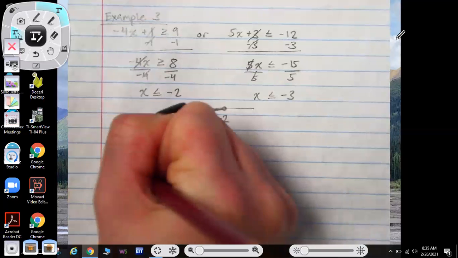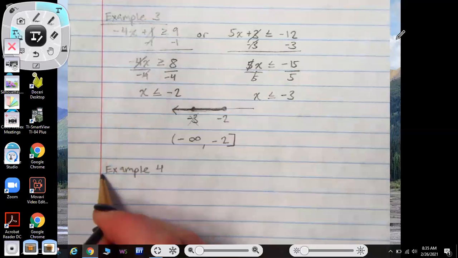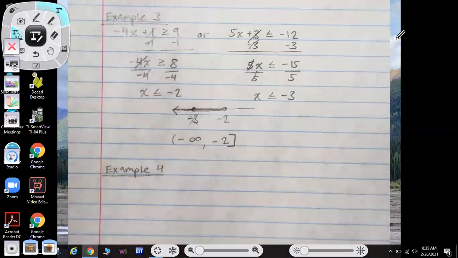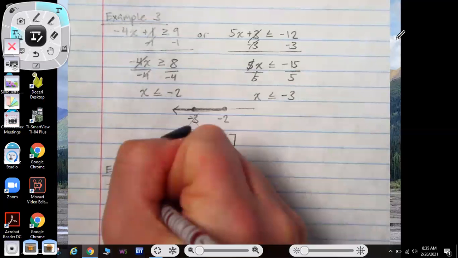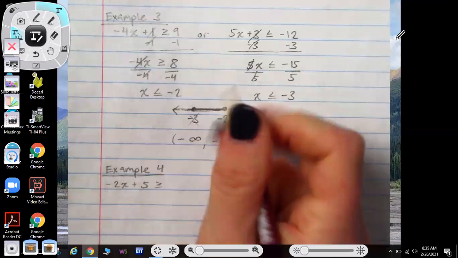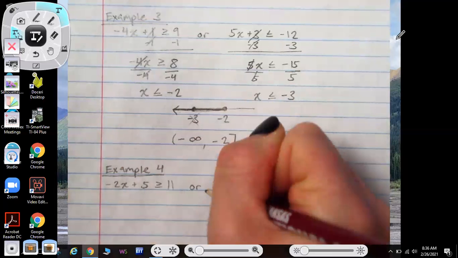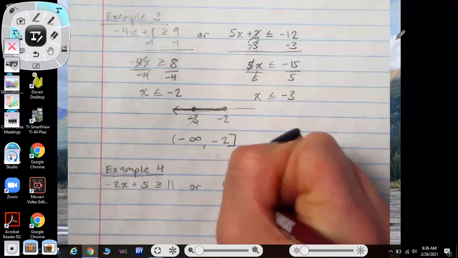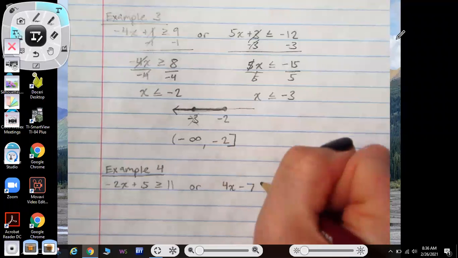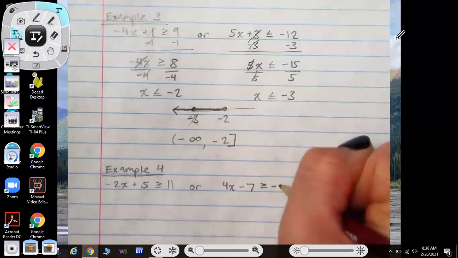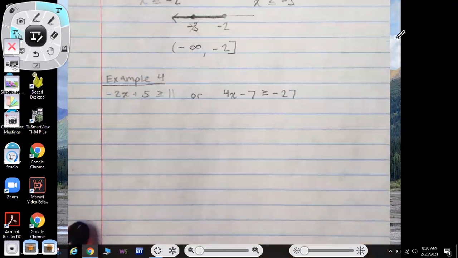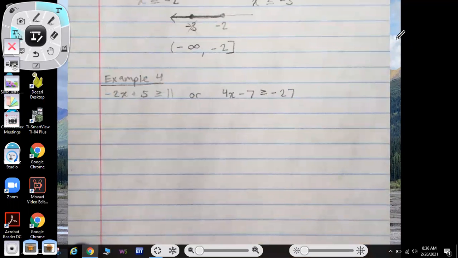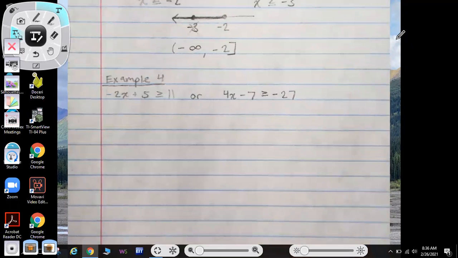One more example. This is example 4. -2x + 5 is greater than or equal to 11, or 4x - 7 is greater than or equal to -27.